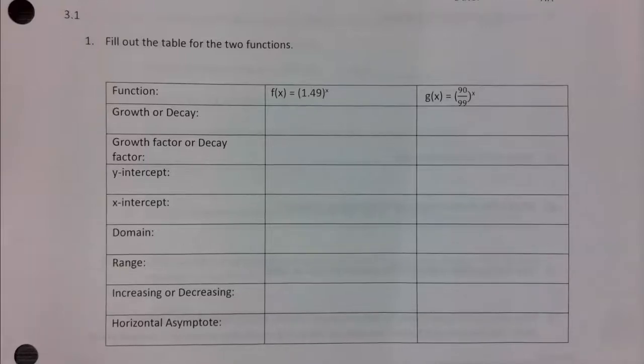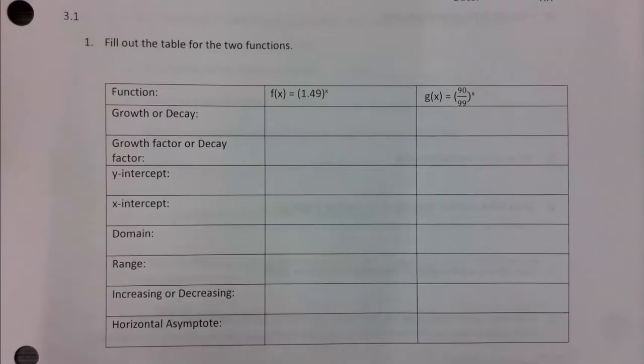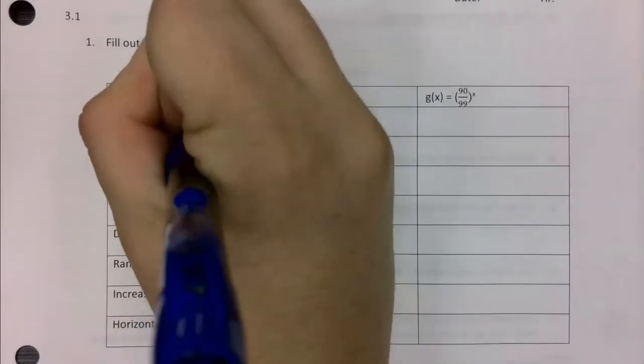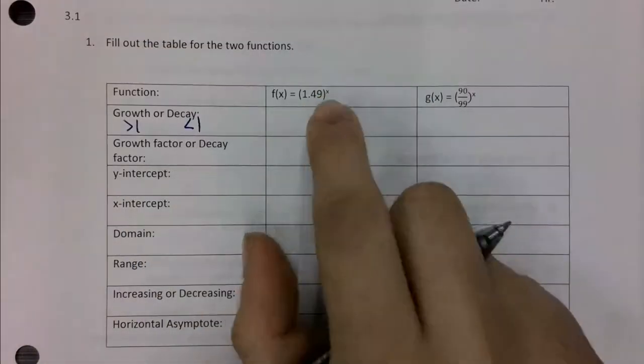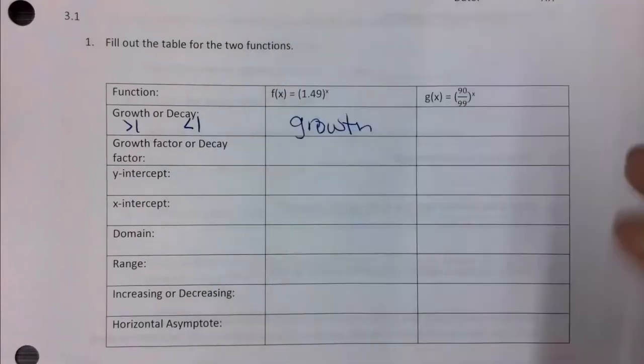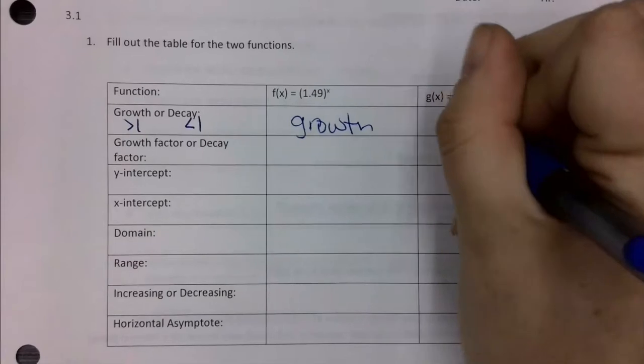So remember, this is from 3.1. It is asking us if it's growth or decay. So this first box should be a word. Growth is larger than 1. Decay is less than 1. So this number is more than 1. It's growth. This number is less than 1. It's decay.